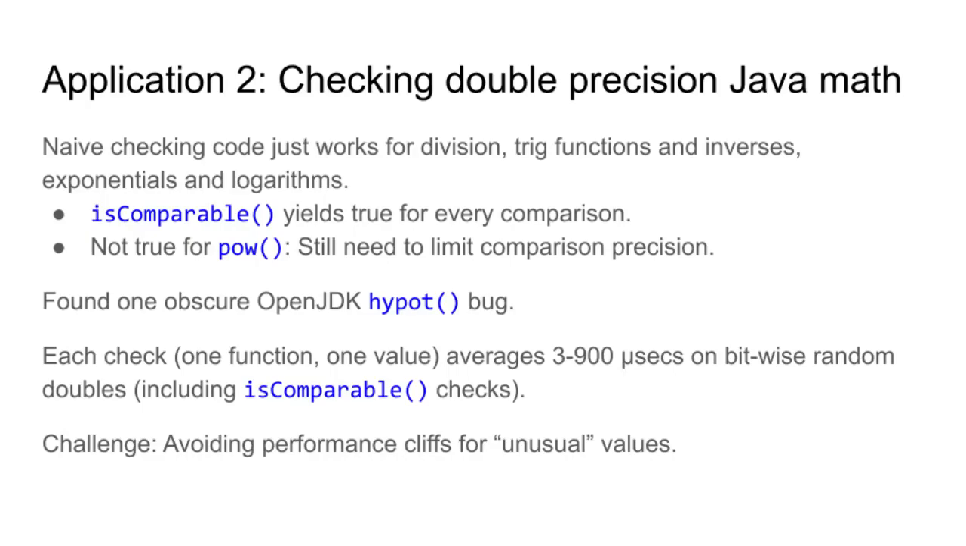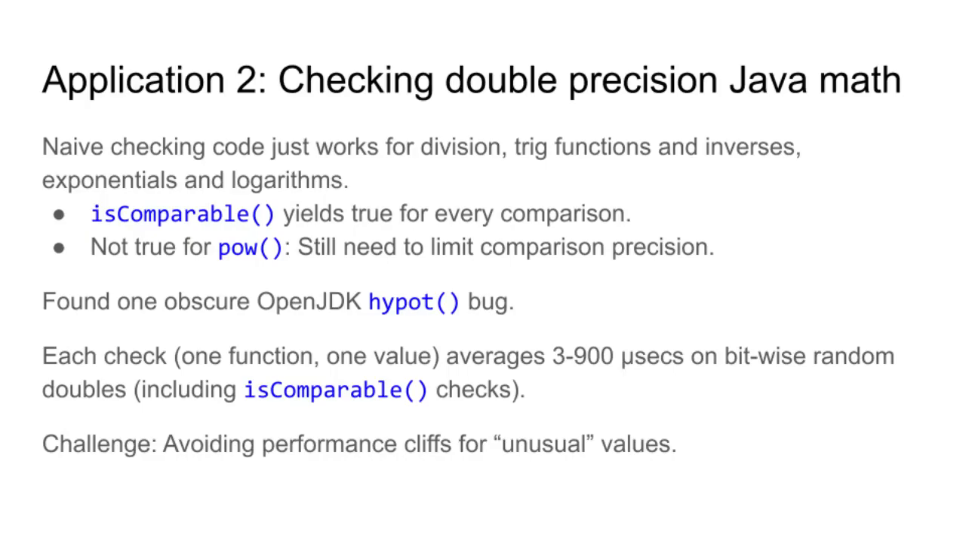We can still use our package to perform checking, but we have to sacrifice the guarantee of convergence here, or we have to approximate the comparison results. In this case, we've actually approximated the comparison results. In the process of doing so, we found one rather obscure bug in the OpenJDK implementation of the hypotenuse function. But other than that, actually, somewhat to our surprise, everything seems to meet the precision requirements in this spec.